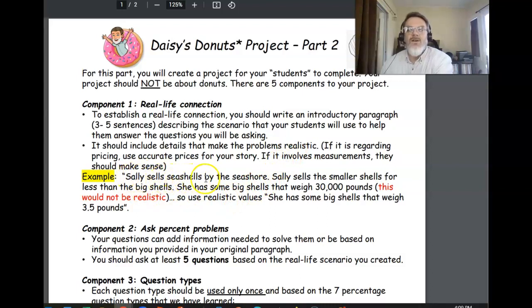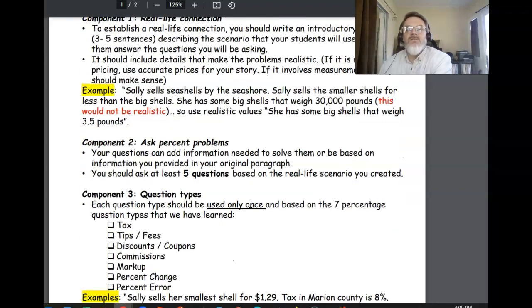Sally sells seashells by the seashore. That's a famous tongue twister. So Sally sells the smaller shells for less than the big shells. She has some big shells that weigh 30,000 pounds. Okay, that's not realistic. I don't know of too many seashells, at least normal seashells, that would weigh 30,000 pounds. So we want to use something realistic. So maybe she has some big shells that weigh 3.5 pounds. That would make sense. Okay, so that is a real life situation.